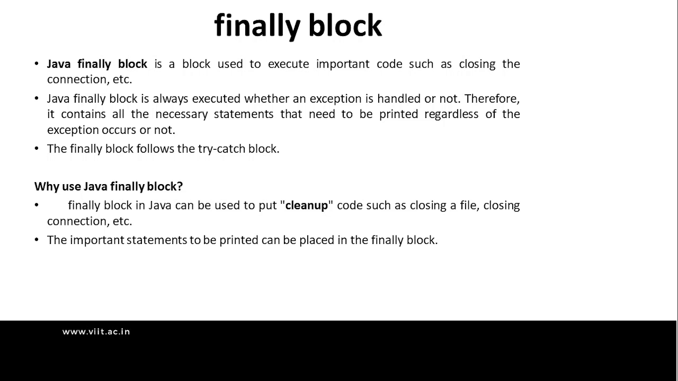Why use the Java finally block? The finally block in Java can be used to put cleanup statements such as closing a file, closing a connection, etc. Otherwise, if a connection is opened or a file handling exception occurs, those resources will remain in use. The important statements to be executed can be placed in the finally block.